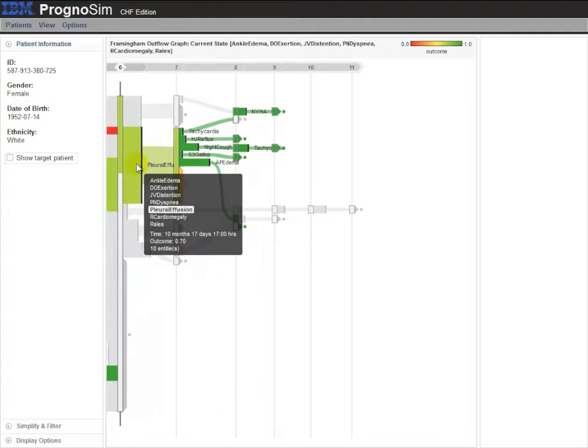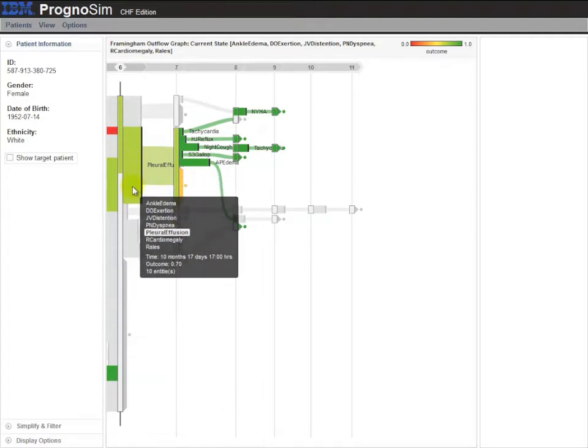When I move the mouse over, the tooltip gives more details that these patients had pleural effusion after the current state. On average, it took 10 months to develop this symptom, and the average outcome is 0.7, which is pretty good. You can also see that the highlighted parts are green.